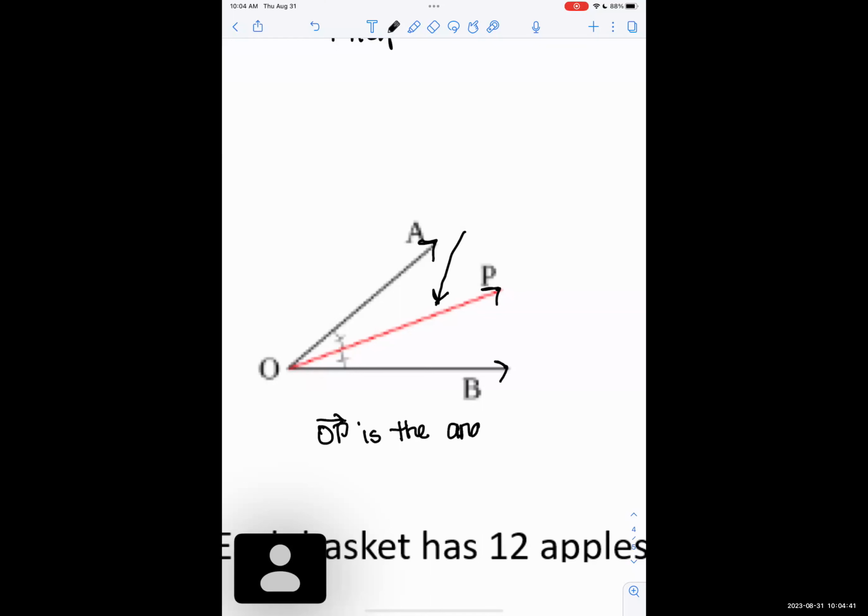Angle bisector. Yeah, angle bisector. So sorry, all the coughing. Yeah, OP is the angle bisector. It's also a ray, but it is a ray in the middle of the angle. So it is the angle bisector.